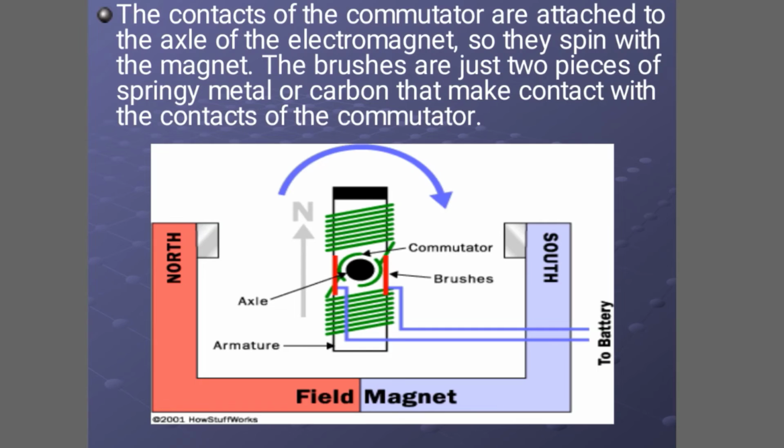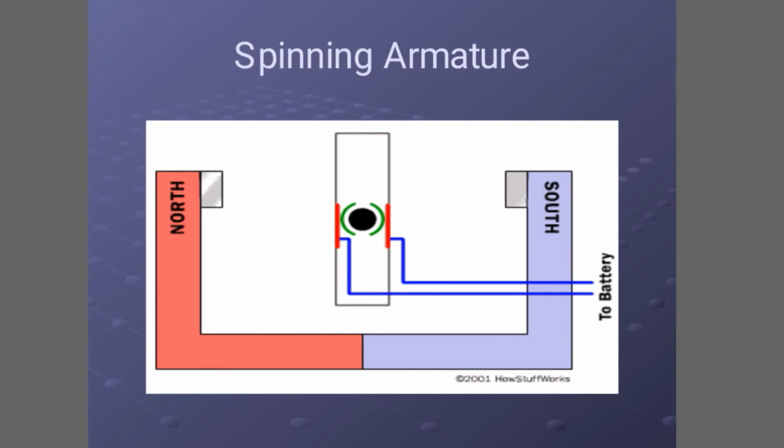The contacts of the commutator are attached to the axle of the electromagnet, so when they spin, the magnet spins. The brushes are just two pieces of springy metal or carbon, as I said earlier, that make contact with the contacts of the commutator, as shown here in the diagram. Spinning armature. North and south pole is shown here, and the armature is shown here, and the blue lines go to the battery, which is connected by conducting wires. Then go to another slide.